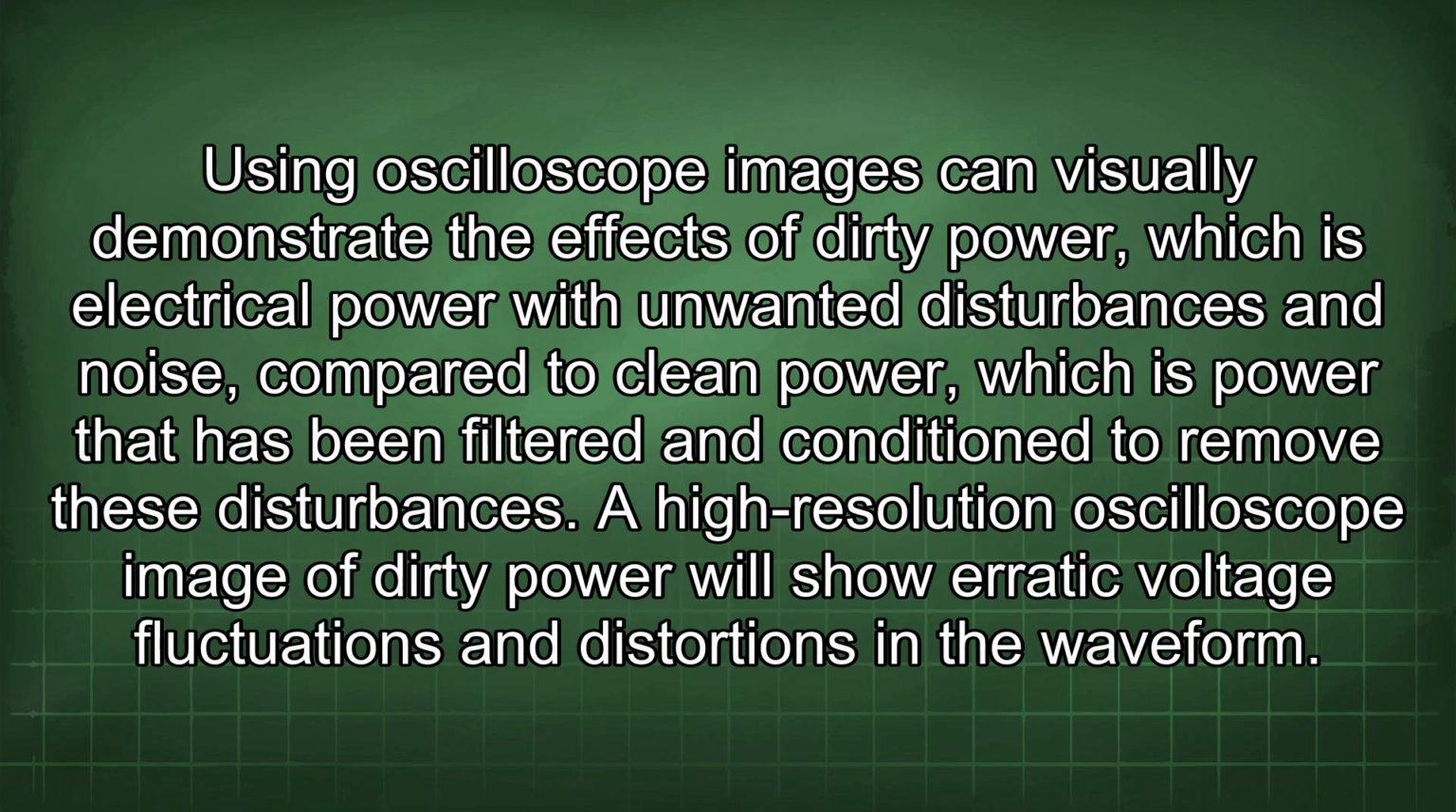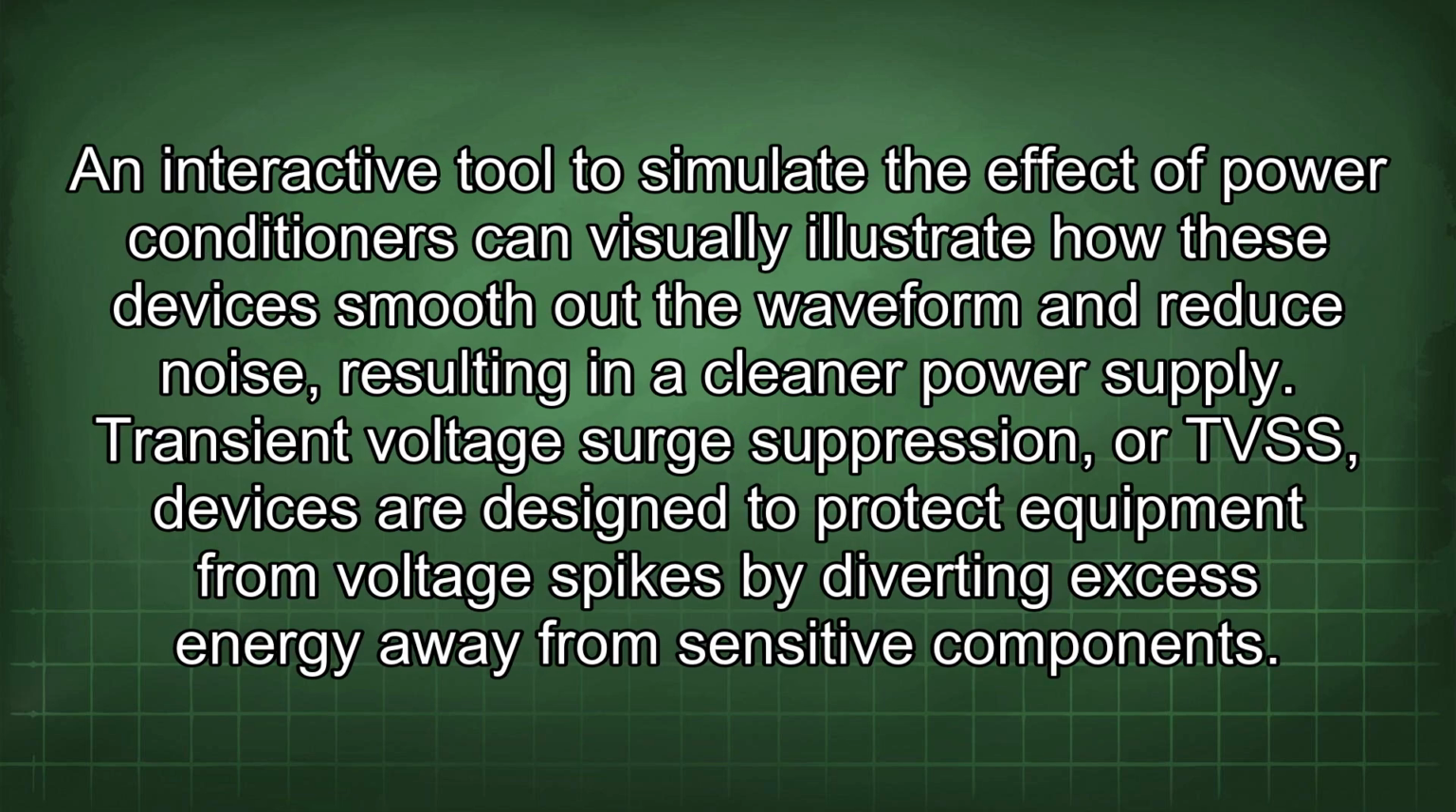Using oscilloscope images can visually demonstrate the effects of dirty power, which is electrical power with unwanted disturbances and noise, compared to clean power, which is power that has been filtered and conditioned to remove these disturbances. A high-resolution oscilloscope image of dirty power will show erratic voltage fluctuations and distortions in the waveform. An interactive tool to simulate the effect of power conditioners can visually illustrate how these devices smooth out the waveform and reduce noise, resulting in a cleaner power supply.